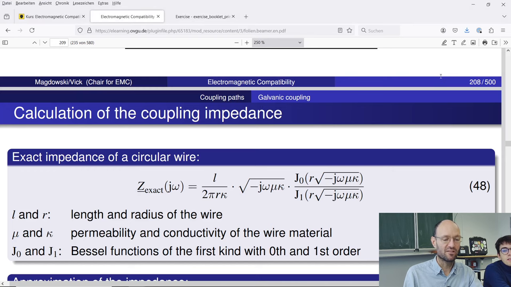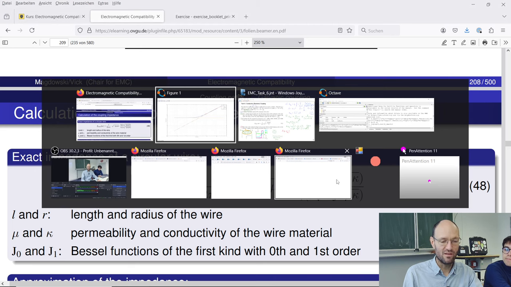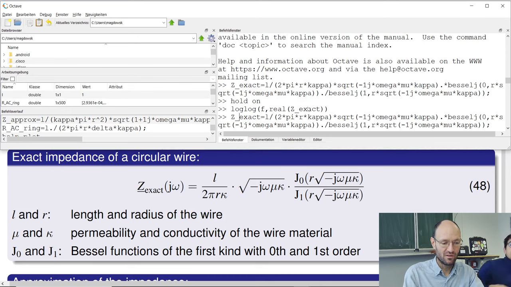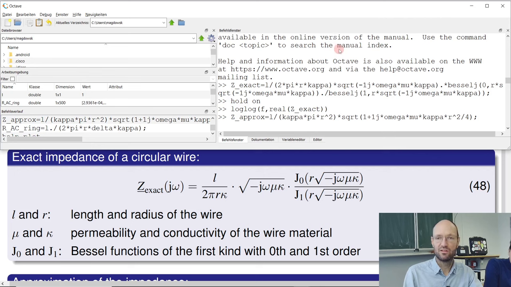In this case, it does not really make sense to calculate this exact formula with the Bessel functions. But at the end, in Octave, in MATLAB, the computational effort, the burden, is not much stronger in using this than in this approximation formula that we used before.